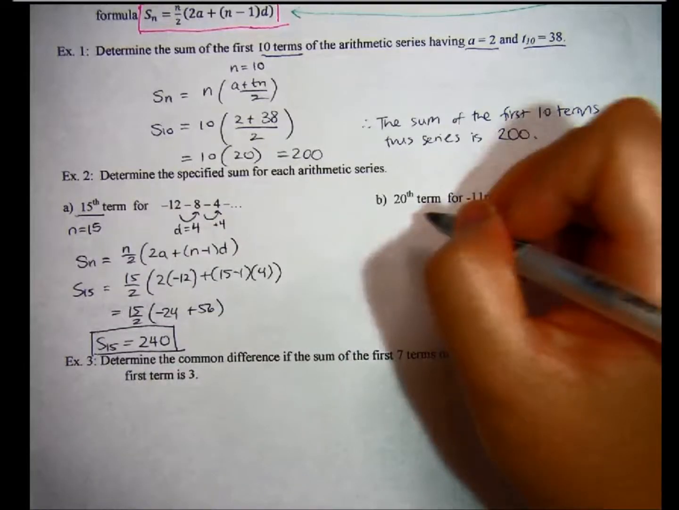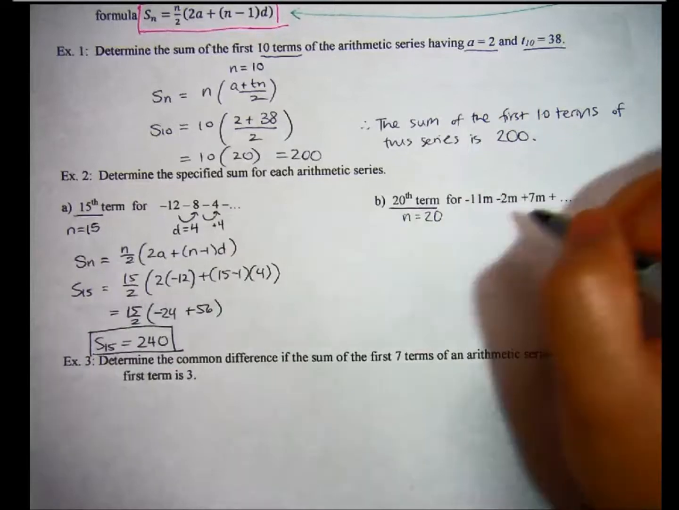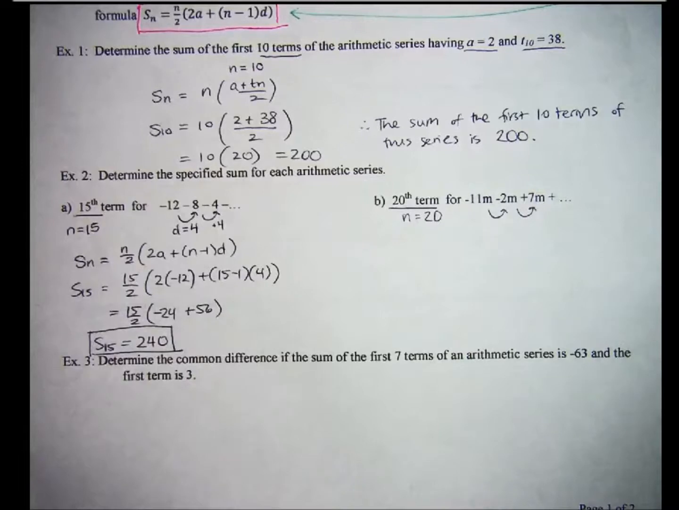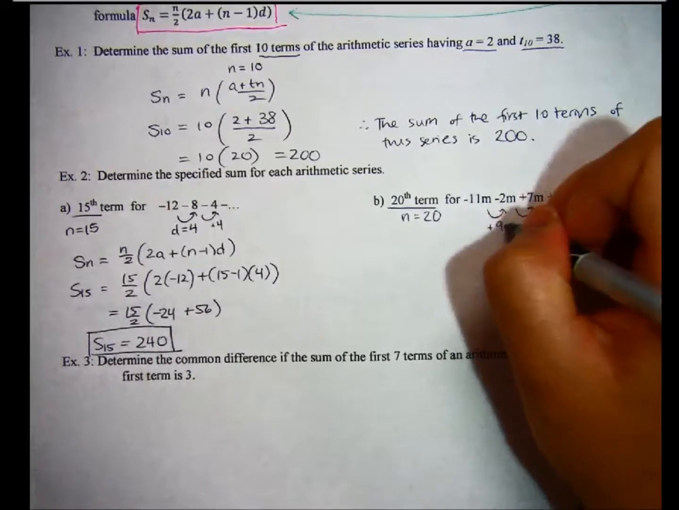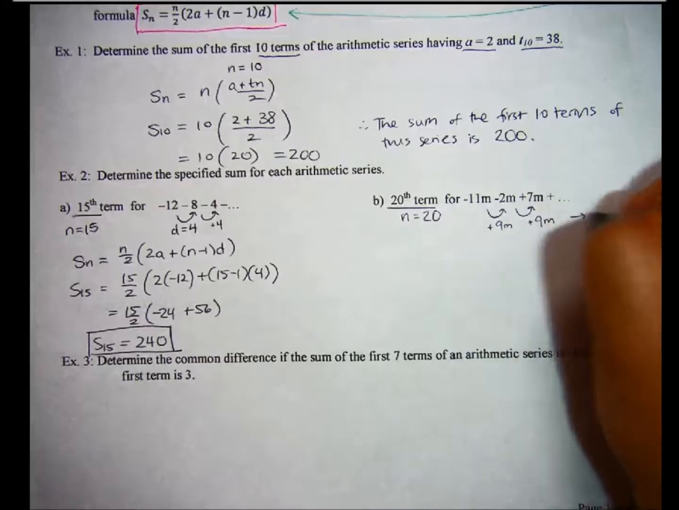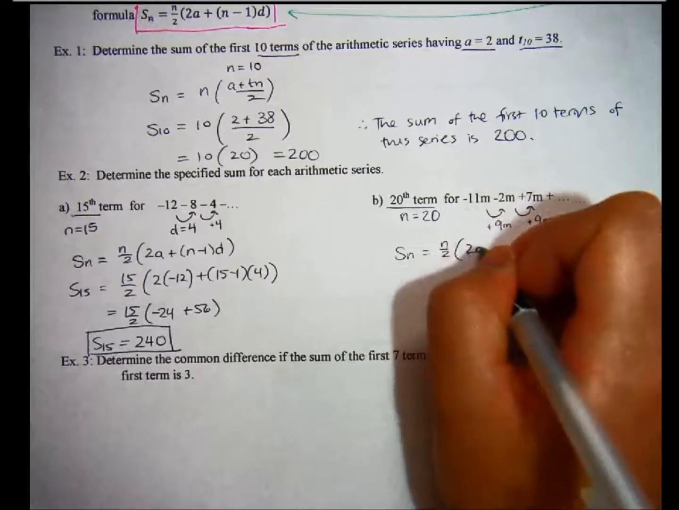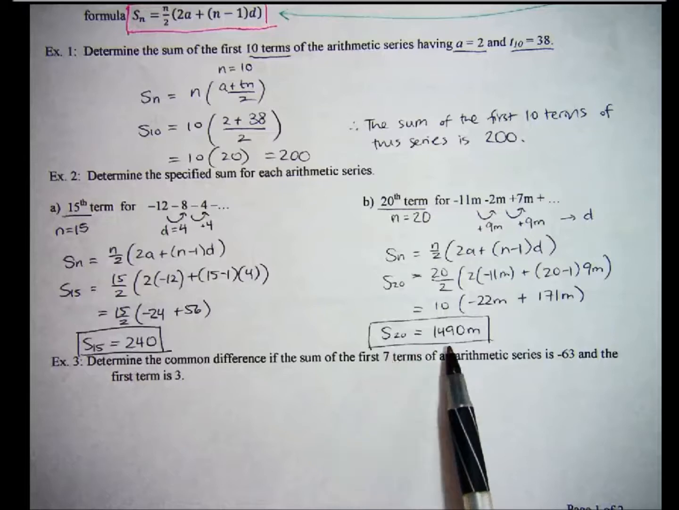All right, second example. n equals 20. We keep adding 9 m's, so that would be our common difference d. So Sn equals n over 2 times (2a plus (n minus 1)d). Pause the video, try it on your own, come back for the full solutions. You should have gotten the sum of the first 20 terms as 1,490 m.